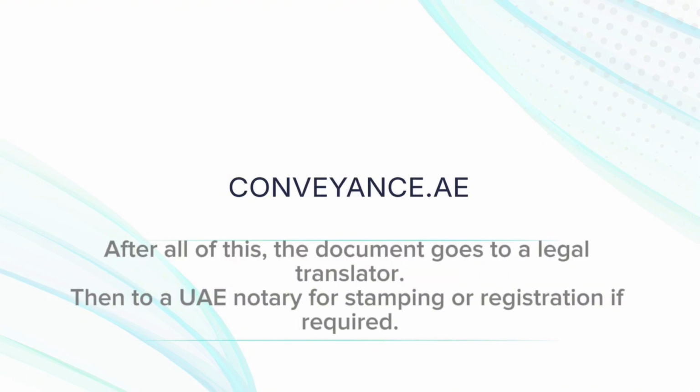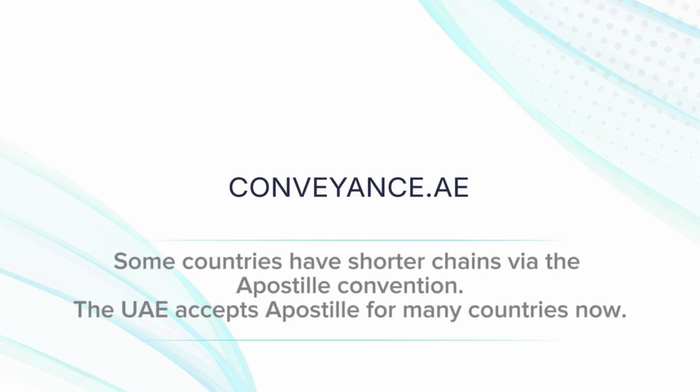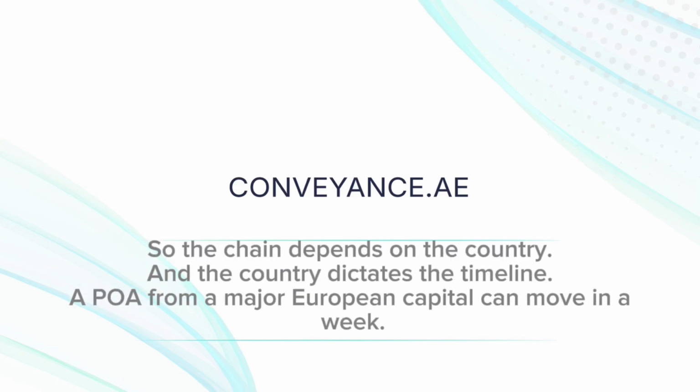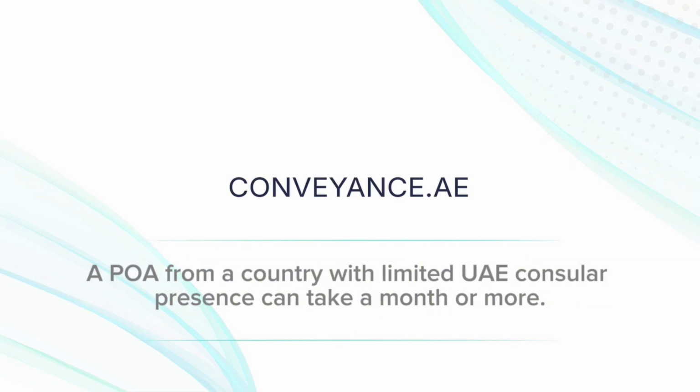After all of this, the document goes to a legal translator, then to a notary for stamping or registration if required. Some countries have shorter chains via the apostille convention. The UAE accepts apostille for many countries now, but not all, and the practical experience varies by document type. So the chain depends on the country, and the country dictates the timeline. A POA from a major European capital can move in a week. A POA from a country with limited UAE consular presence can take a month or more.